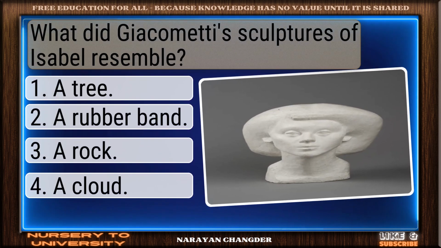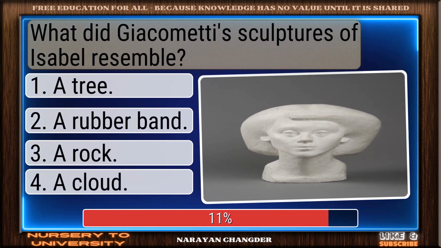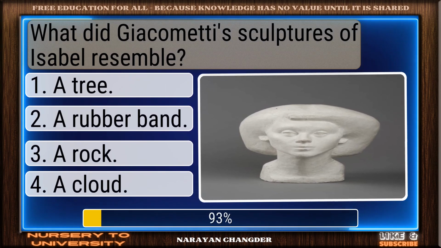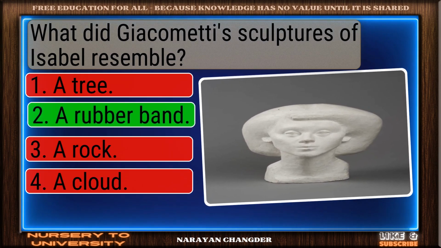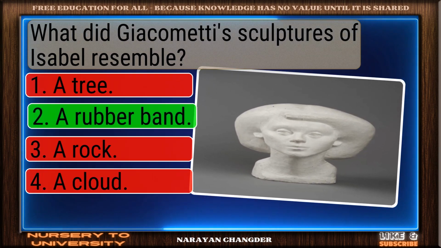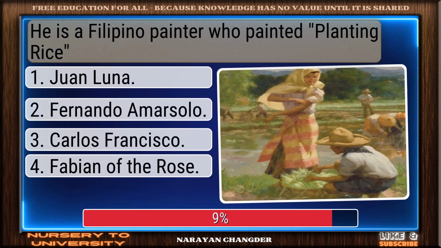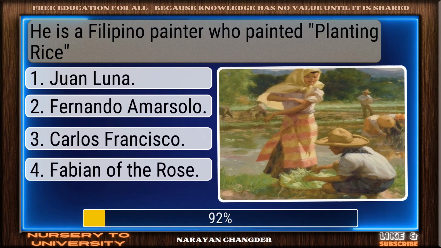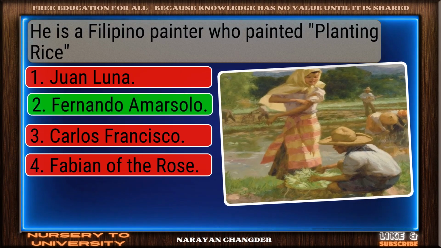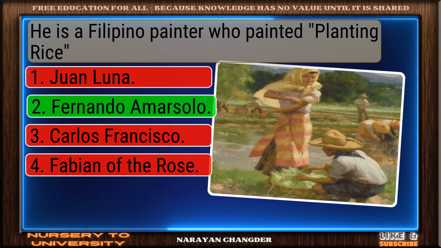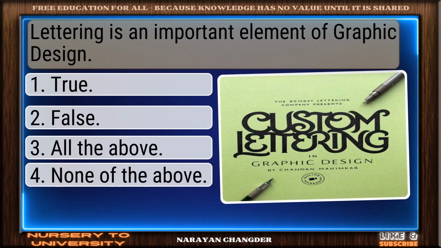What did Giacometti's sculptures of Isabel resemble? Good thinking. A rubber band is the right answer. He is a Filipino painter who painted planting rice. Nice selection. Fernando Amorsolo is the correct and valid answer.